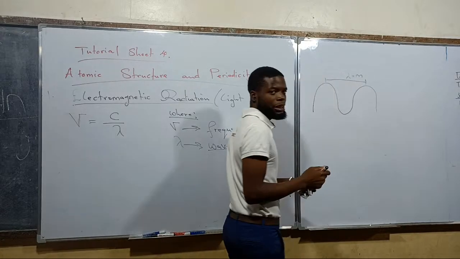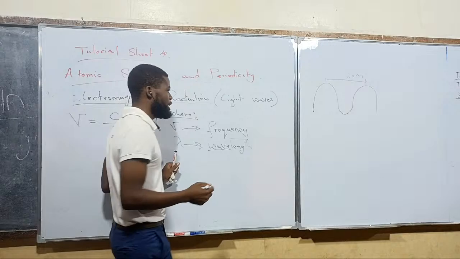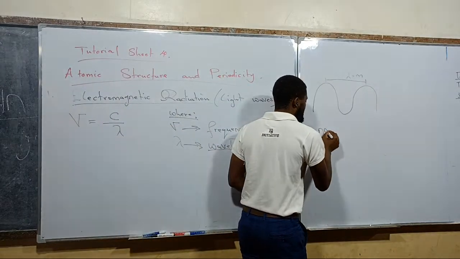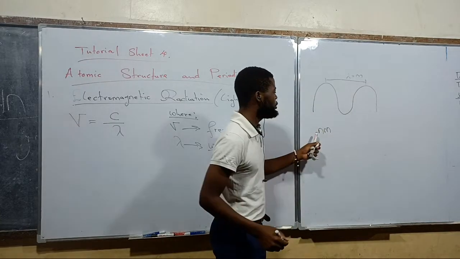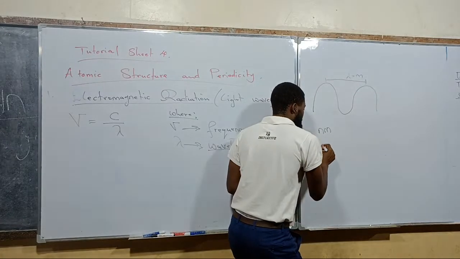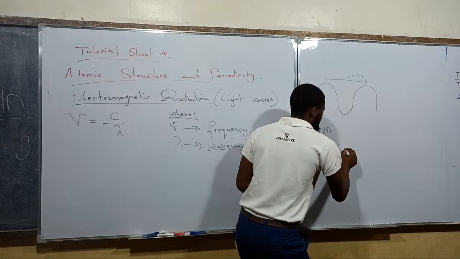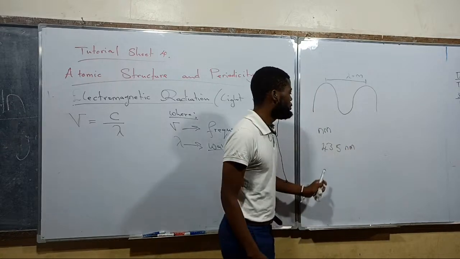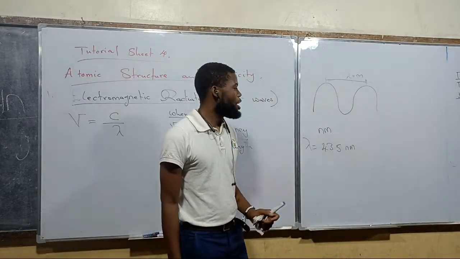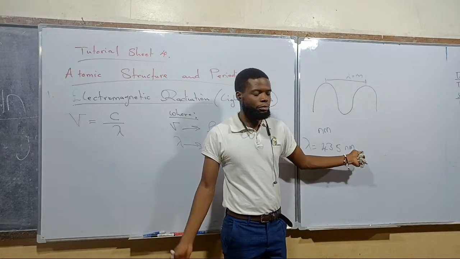In meters. Now in most cases, when you're dealing with this topic, they are going to give you wavelength in nanometers. So now you just need to convert it back to what? To meters. So if they give you wavelength in nanometers, let's say 435 nanometers, all you need to know is that you need to convert from nanometers back to meters.